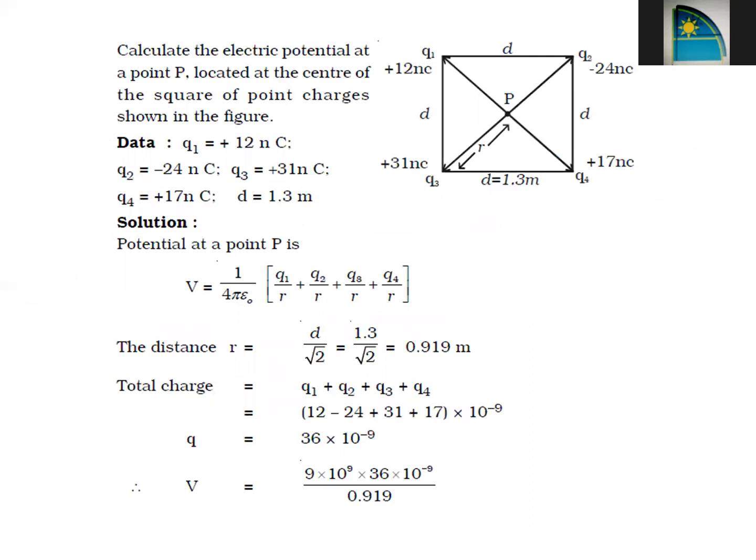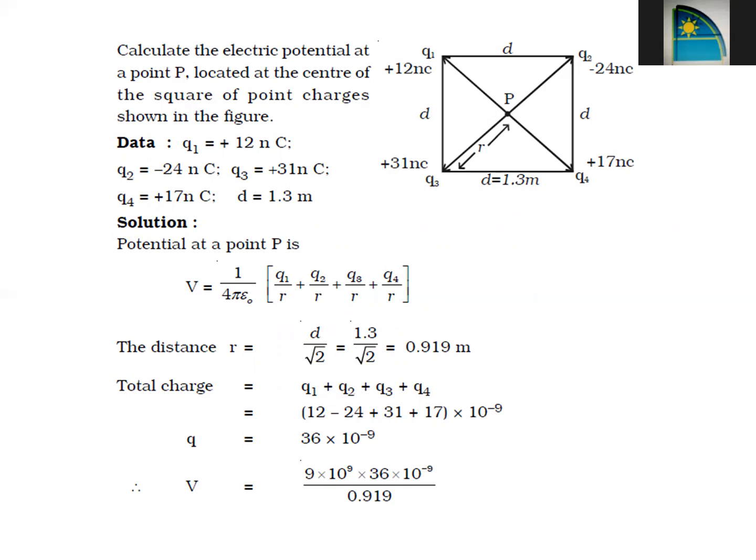Next one is we have to calculate the value of electric potential at the central point P due to a sphere which has some kind of charges arranged at the corner. The easiest way to solve this type of numerical problem is that you bring one charge at a time from infinity to that place.